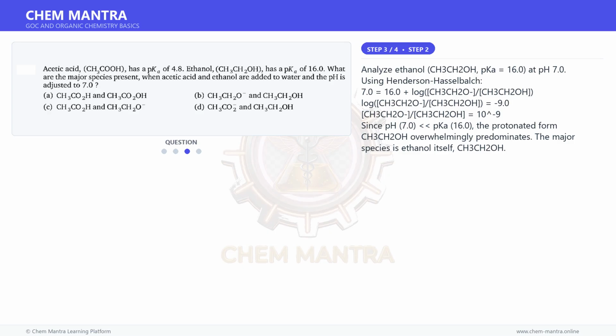Analyze ethanol, CH3CH2OH. pKa is equal to 16.0 at pH 7.0. Using Henderson-Hasselbalch, 7.0 is equal to 16.0 plus log [CH3CH2O-]/[CH3CH2OH].